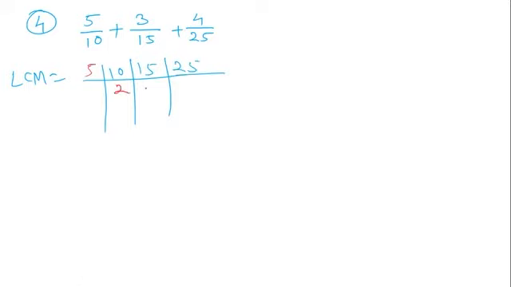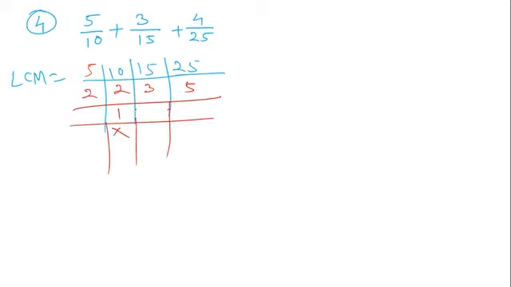5 twos are 10, 5 threes are 15, 5 fives are 25. So again, first I divided by 2, 2 ones are 2. I put here a cross, 3 as it is and 5 as it is. Then I take 3, 3 ones are 3, 5 as it is. We can't divide 3 by 5. So I put here a cross because 1 is present here, and the last one is 5 ones are 5.